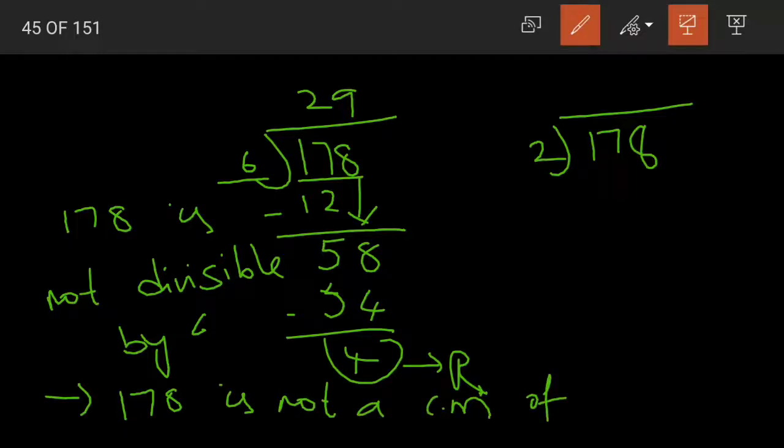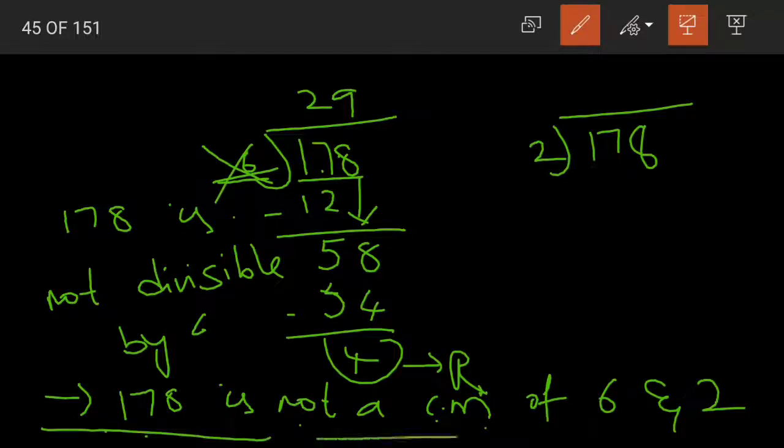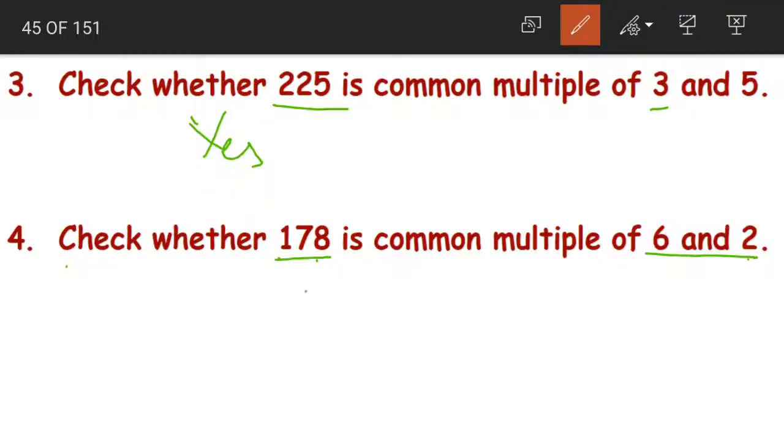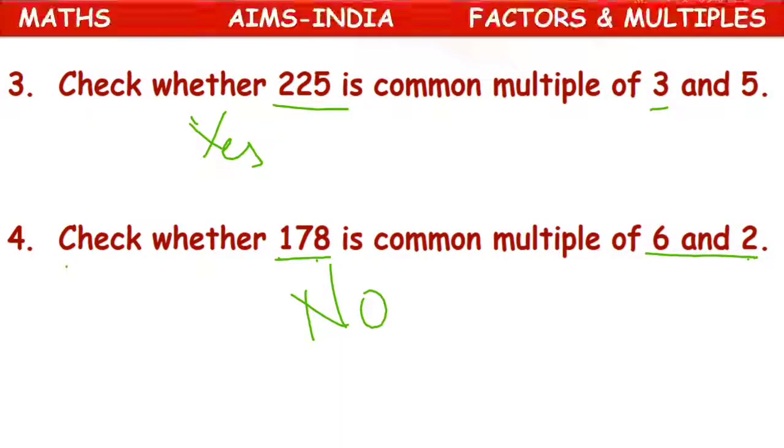CM. I have written the short form here, but while you are writing in your notes, you should write the full form, common multiple. Okay. So 178 is not a common multiple of 6 and 2. Yes, here it is not divisible by one number, so we are directly concluding that it is not a common multiple for the given numbers 6 and 2. No, it is not a common multiple.